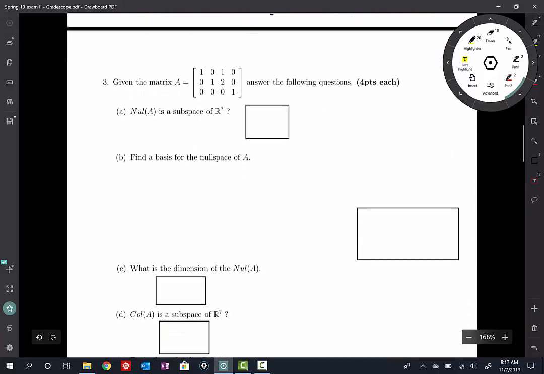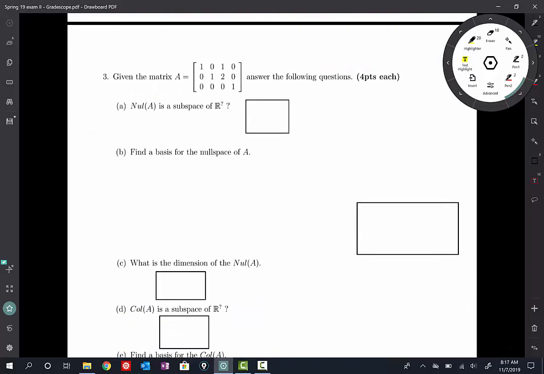All right, let's move on to the next one. Now I'm given a matrix A and I have a whole bunch of questions about the null space and the column space and the dimension of all that good stuff for this matrix. First question is, the null space of A is a subspace of what R space? Okay, so where do the null space vectors live? The null space is a subspace of what larger space?